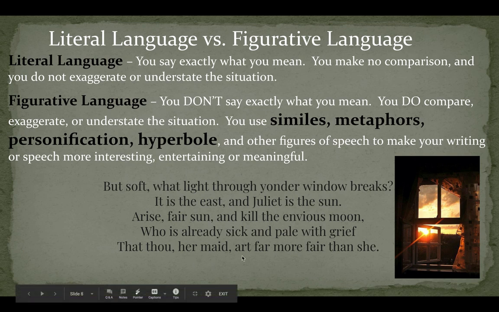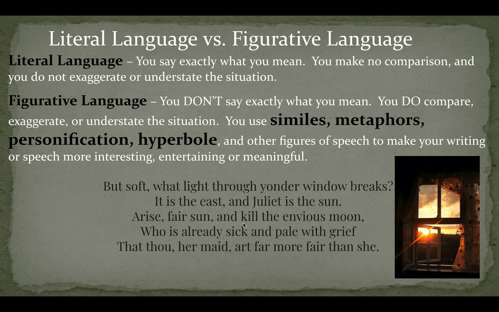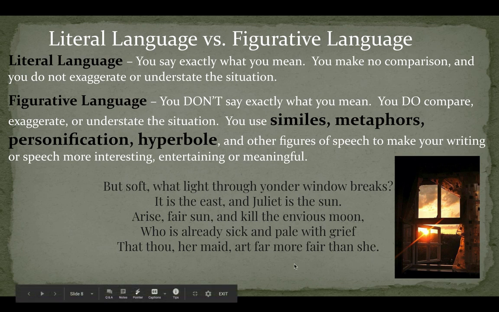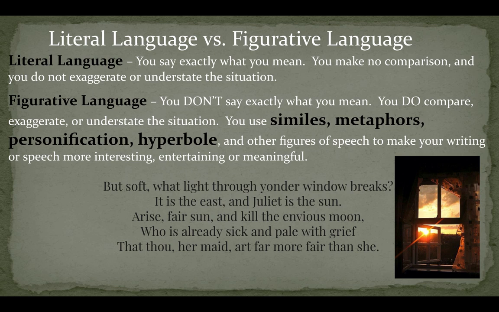That thou, her maid, art far more fair than she. Also coming back to this idea that perhaps the moon, comparing the moon to Juliet as the sun, because the moon is bright, but not as bright as Juliet. So lots of figurative language going on here. We're going to see this, especially when the main characters are talking. They say some of the most beautiful language.